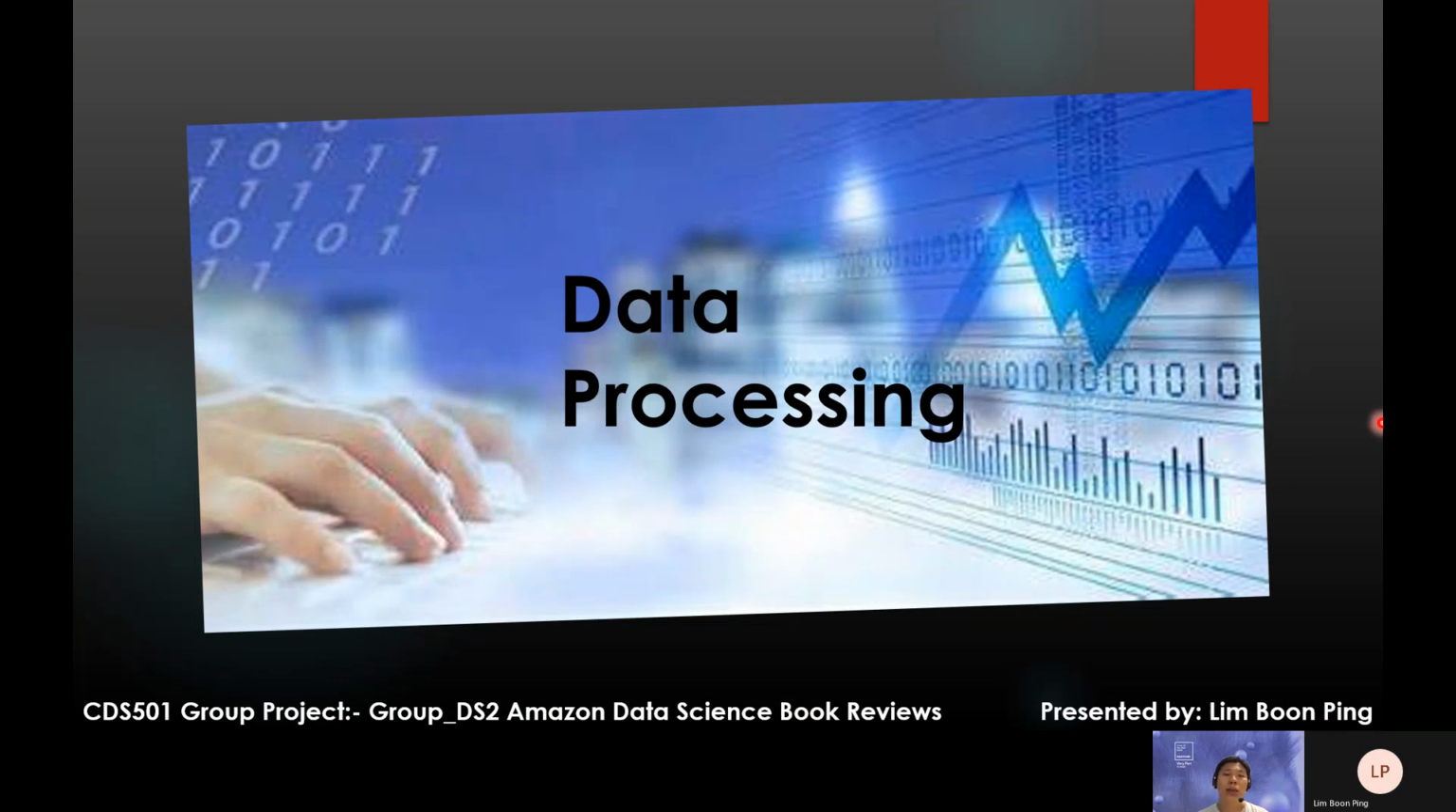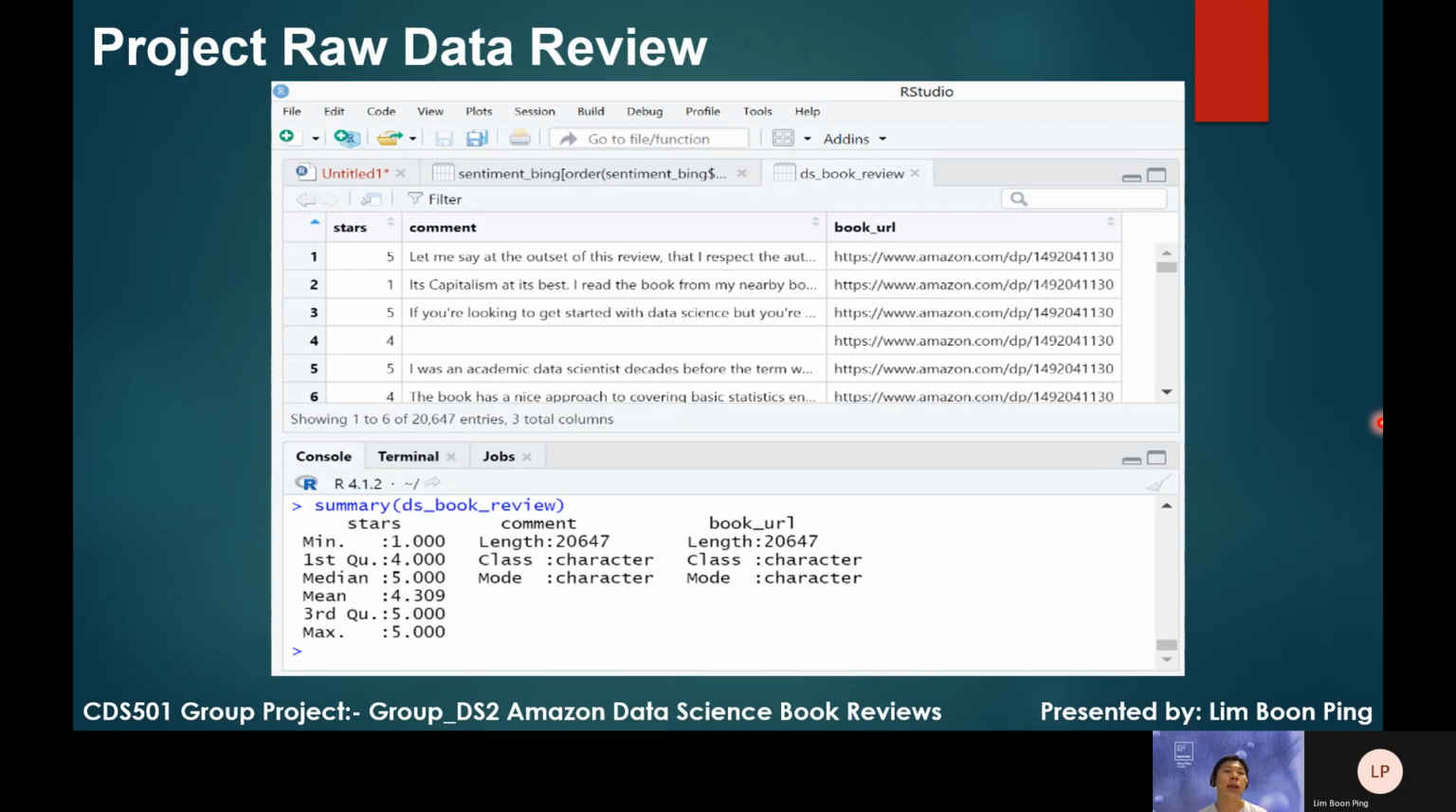So let me walk through with you the data processing for our group project, which involves analyzing and predicting the Amazon data science books reviews. First of all, let me walk through the raw data. In the raw data, there are three main pieces of information: the star rating given by the readers, the comment given by the readers, and the book's URL. In the original data, we have more than 20,000 comments collected.